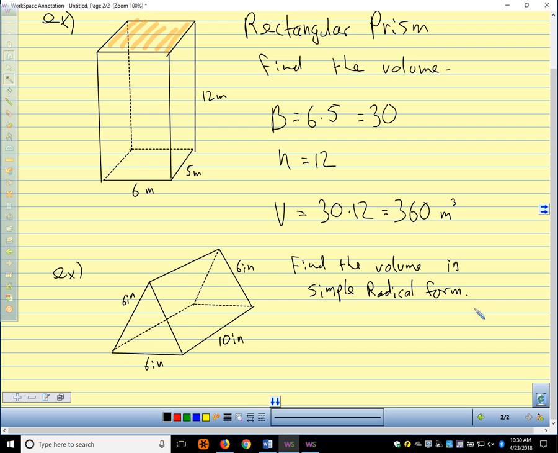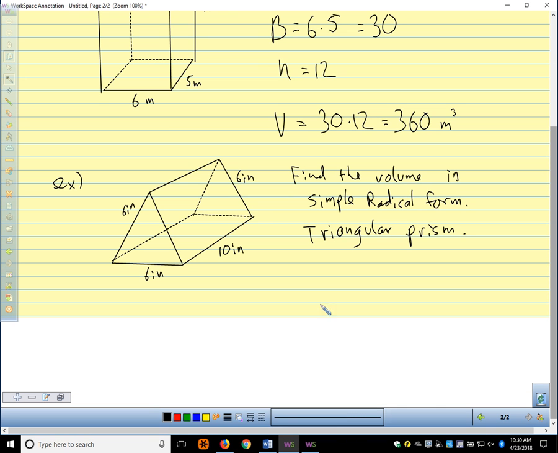Well, first off, what kind of prism is this? This would be a triangular prism. We have two parallel triangular polygons. So this is a triangular prism. The triangle is the base. Well, that's important. We need to find the area of the base.